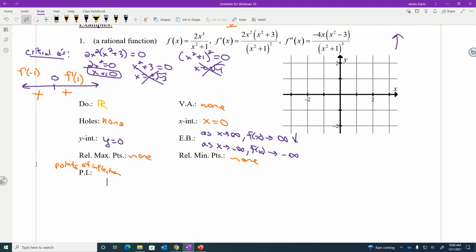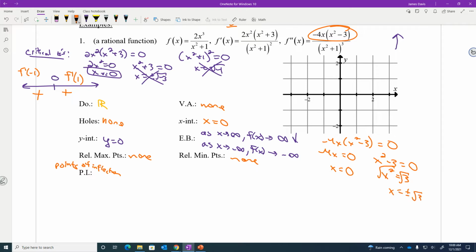So let's look at this one. Same thing. F double prime of x equal to 0, and take the top equal to 0 first. So we get negative 4x equals 0, which means x equals 0. And then x squared minus 3 equals 0. This one is going to give us some real numbers. X squared equals 3, and then square root of that. So x equals plus and minus square root of 3.